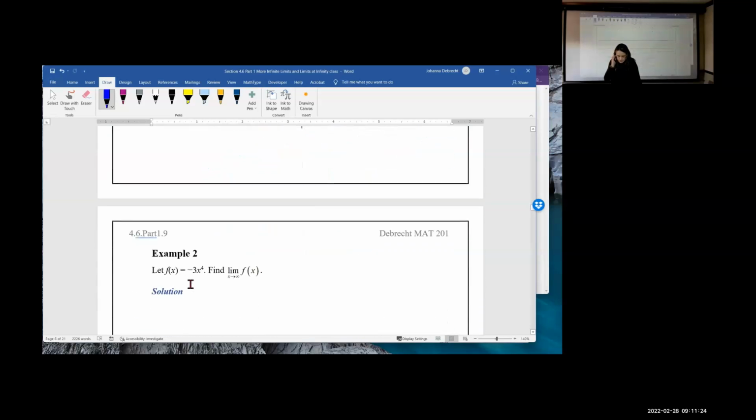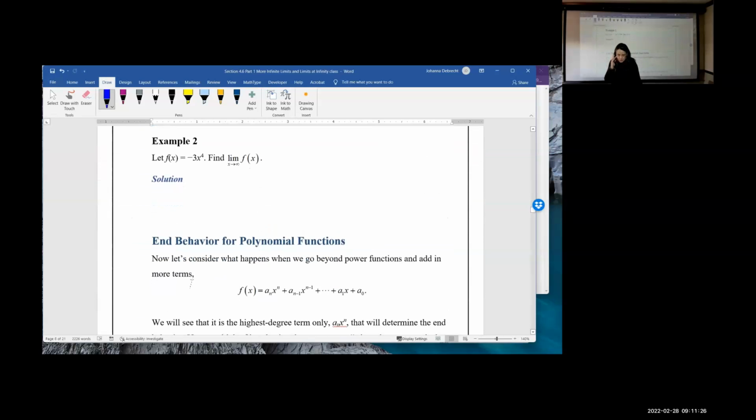Okay, so let's do an example right here. We want to know what the limit is as x goes to positive infinity. The first thing we want to do is identify that it's an even power function because it has power 4 on it. But the second thing we want to identify is that it has a -3 coefficient. So this is going to make it go up 3 times faster, but it's also going to reflect it over the x-axis. So we're going to have a reflection.